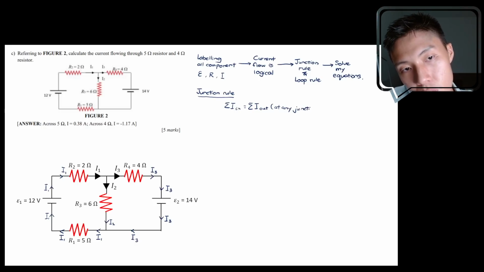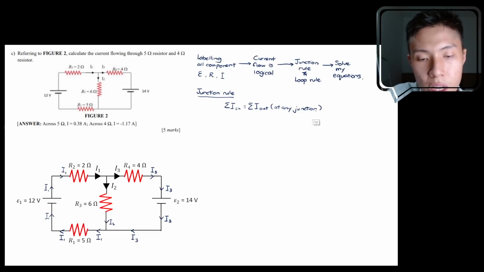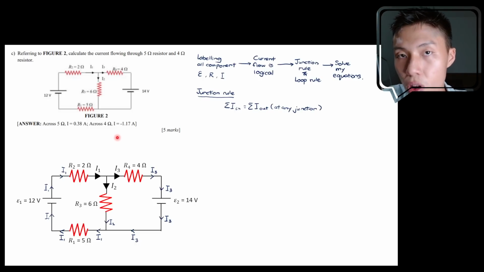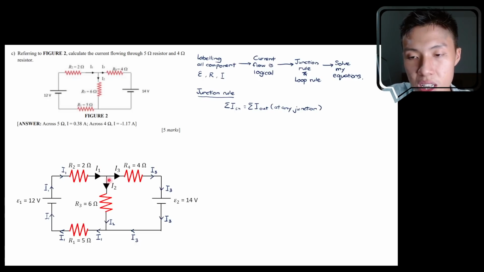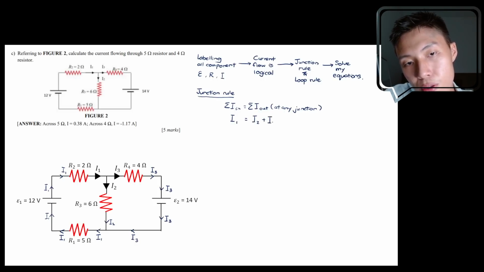Okay, so we are going to pick one of the junctions. One junction is enough. You don't need to do it for all the junctions. In this case, we pick this junction over here. We can see that the current flowing in is called I1, and the current flowing out is called I2 and I3. So you put I1 as current in, and you put I2 and I3 on the right hand side because it's current flowing out.